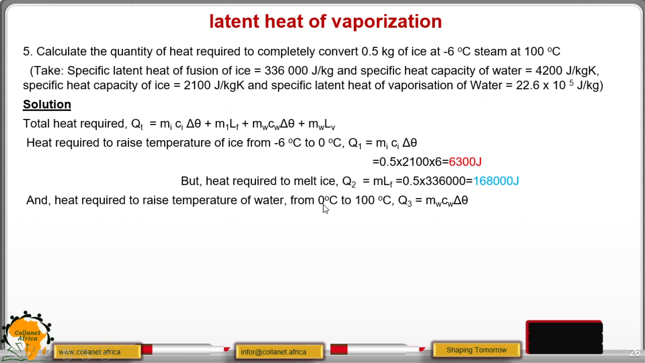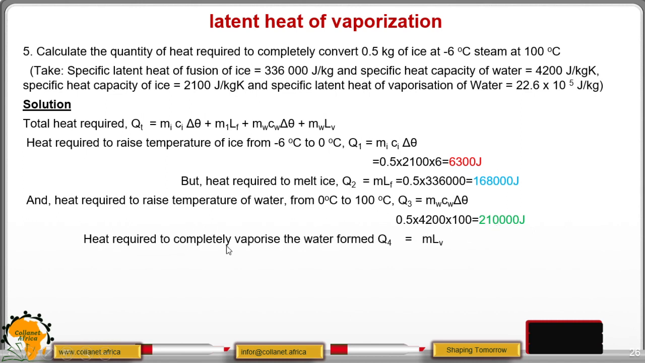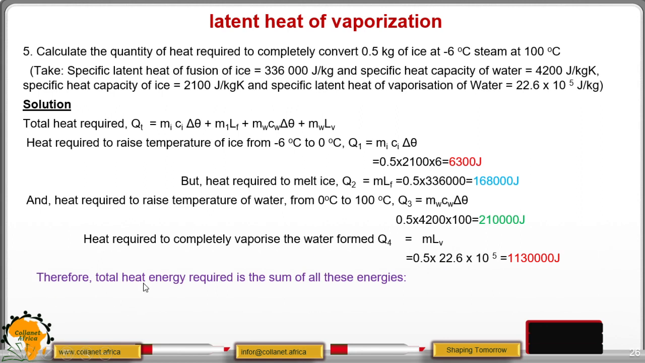And the heat required to raise the temperature of the water gotten from melted ice, it is at 0 degrees. It will change from 0 to 100. Therefore, it will be 0.5, the mass, multiplied by the specific heat capacity of water, then multiplied by the change in temperature, 0 to 100. When you multiply that, it becomes 210,000 joules. Then the heat required to completely vaporize the water, that is our Q4, will be mLv. That is the mass multiplied by the specific latent heat of vaporization, and you get 1,130,000 joules.